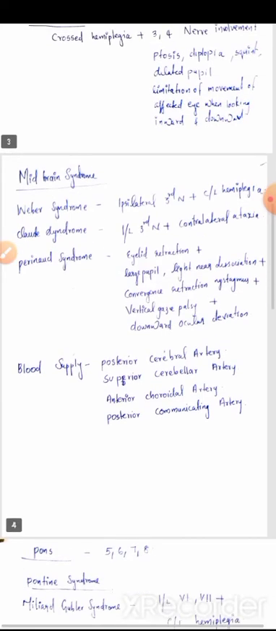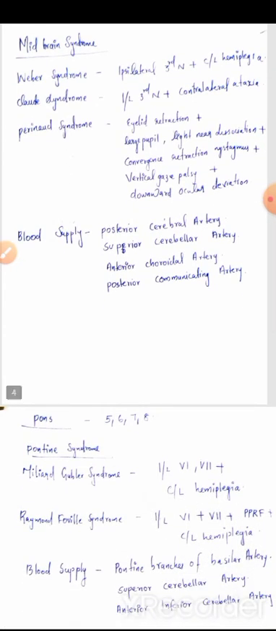Next is Parinaud syndrome. In Parinaud syndrome, we have eyelid retraction, large pupil, light-near dissociation, convergence retraction nystagmus, vertical gaze palsy and downward ocular deviation.